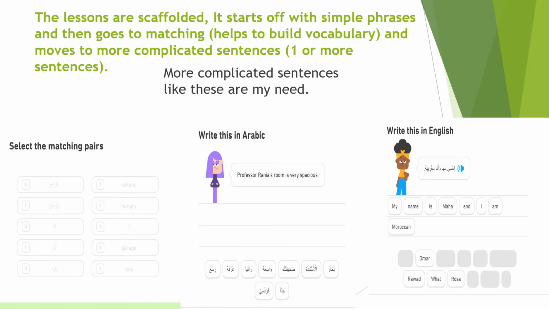Then I moved to a more advanced step through scaffolding, and there were some matching pairs of Arabic and English words, where I started to match and learn more advanced vocabulary. In the middle, you can see I started to write Arabic sentences from sentences given in English. Similarly, I translated Arabic sentences or paragraphs into English.